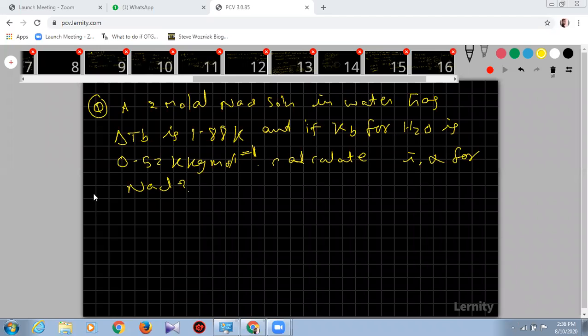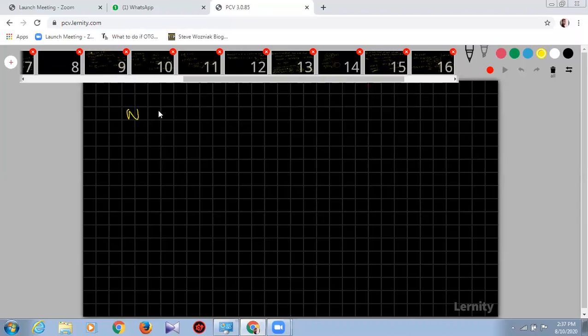Okay ma'am. Now you are taking the water. Shall I do it in the next slide? Because space is not enough. Suppose you take one NaCl, you will get Na plus and Cl minus. Initially you are taking 1, 0, 0. So 1 minus alpha, alpha, and alpha. Now i is equal to what here?